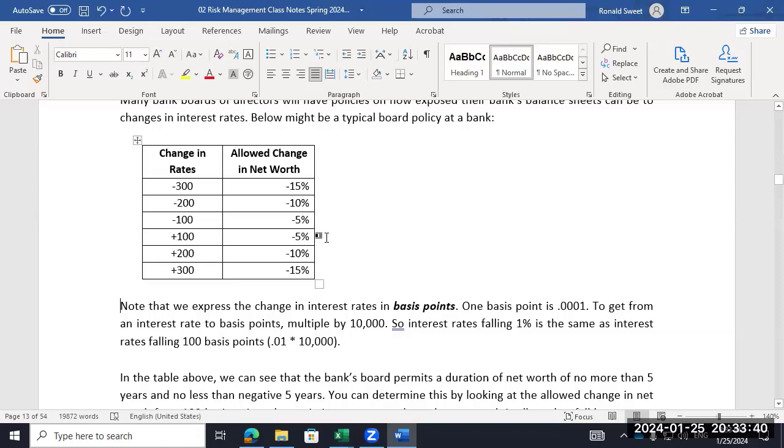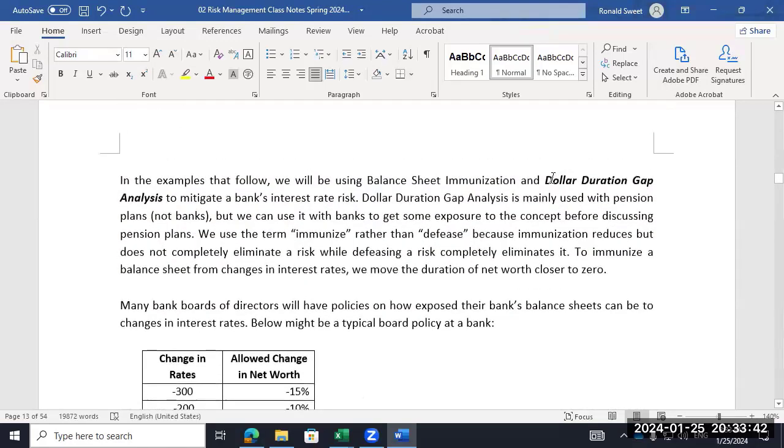They don't have to go to zero, and that's why I'm saying this dollar duration gap analysis. What dollar duration gap analysis does is takes you to zero. You have no exposure to interest rates. Banks don't usually do that. They have an exposure. They have some bets they make on rates rising or falling.